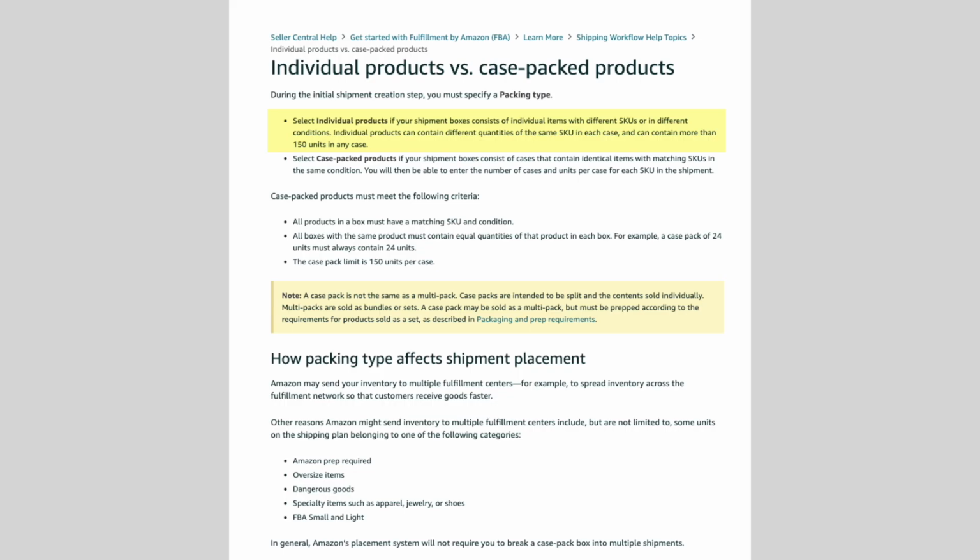Okay, so what does individually packed mean then? You can see that it says here, select individual products if your shipment boxes consist of individual items with different SKUs or in different conditions. Individual products can contain different quantities of the same SKU in each case, and can contain more than 150 units in any case. What that means is you can put whatever you want inside each carton, any products and any amount. So as you can see, if you have an odd size carton, by choosing individually packed, you can ship all 1,000 units even though 6 of the 7 shipping cartons are case packed.